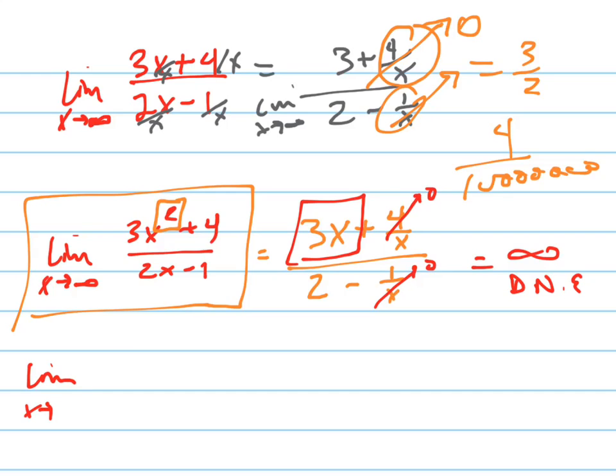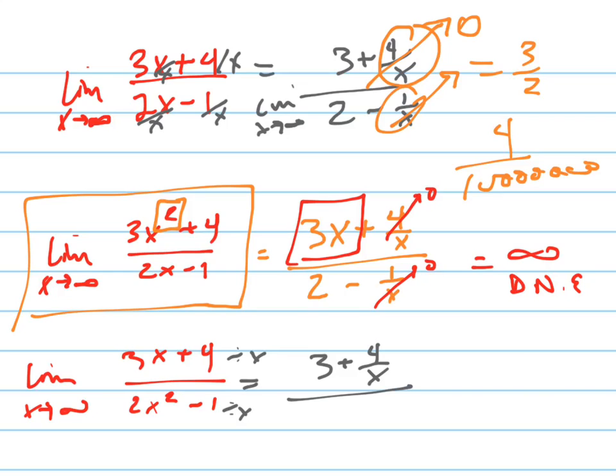How about this one? What's the limit as x goes to infinity of 3x plus 4 all over 2x squared minus 1? 0. Why is it 0? Because if you divide everything by x, it would be 3 plus 4 over x, all over 2x minus 1 over x. And what's the limit as x goes to infinity of that mess? You're exactly right. Now this goes to 0 and this goes to 0. And what does this go to? 3 over infinity is what? 0.